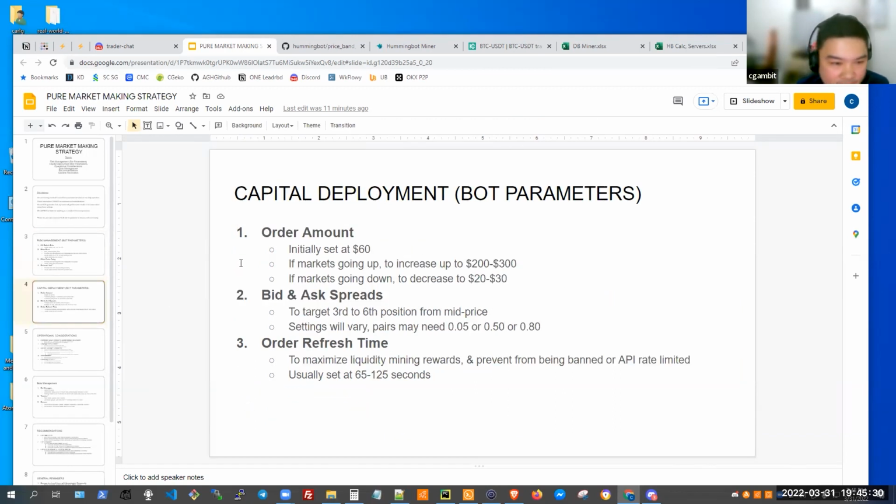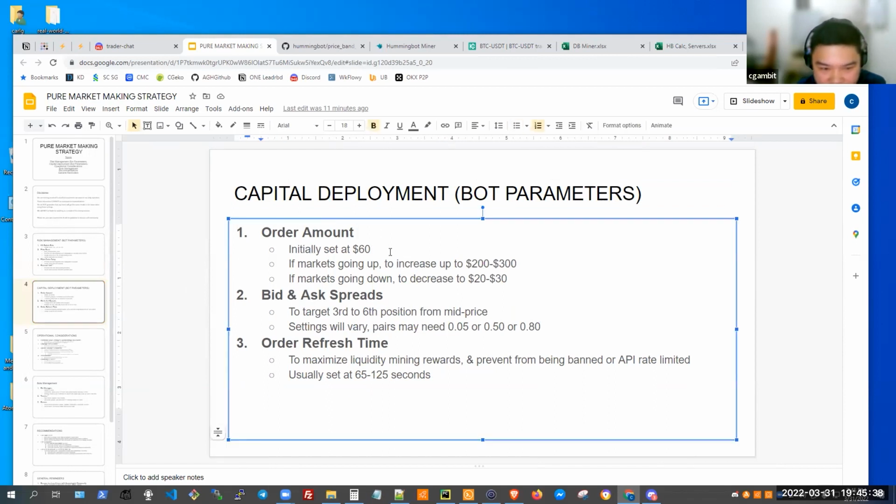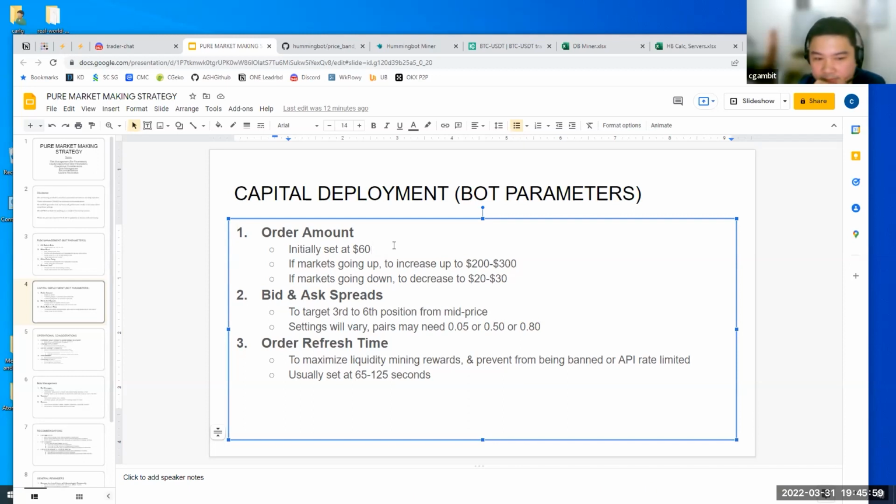Okay, for the next one, capital deployment, we only have 3 here. Initially we set our order amount to $60. So $60 for one side, which means $120 for both sides, the buy and sell. That means we start by buying tokens initially. So we have $60 for the pair that we want to trade, and $60 for the USDT.